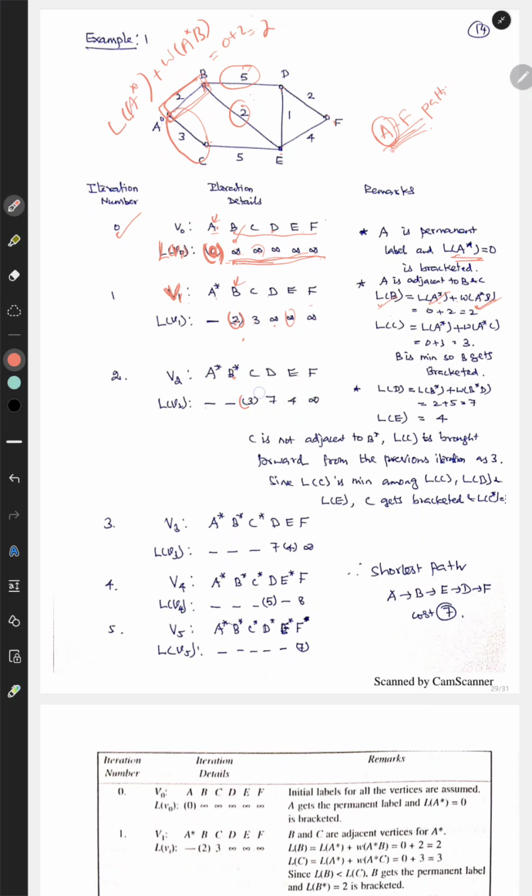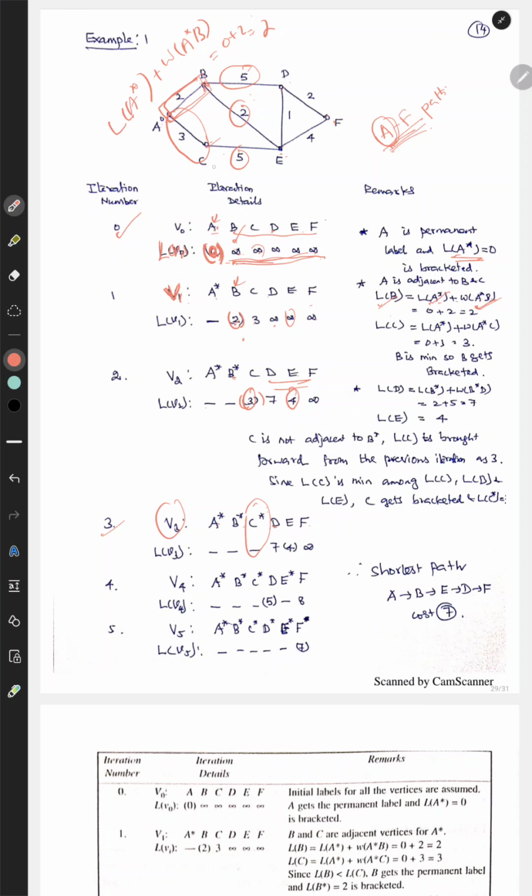Now you bracket 3, because that is the smallest, and remove the vertex C. Once you go to the third iteration, your V3 will now be A, B, C, all starred, and C is the newly starred vertex. Now we will find the labels for the remaining vertices. So C to D you don't have an edge, so whatever was the previous label, that itself stays, so 7 is the label for D. C to E you have an edge with edge weight 5, so 5 plus C's permanent label, which was 3, so 3 plus 5 is 8. That 8 is not less than the previous label, therefore you won't replace the label here. You will keep the previous label itself, which is 4.